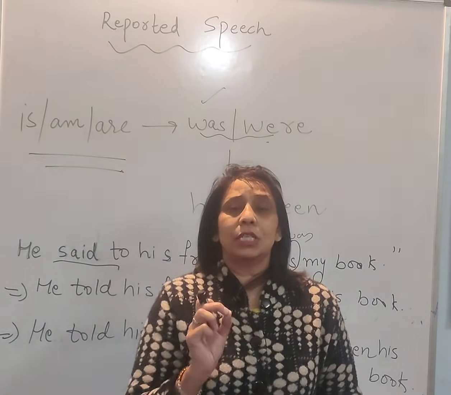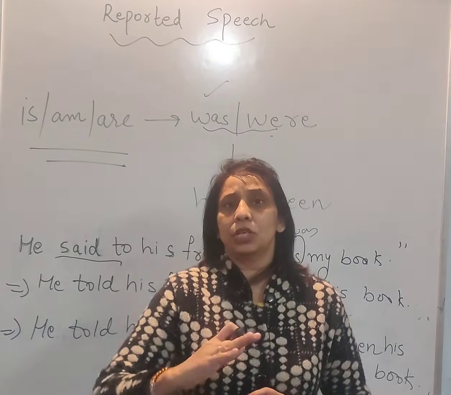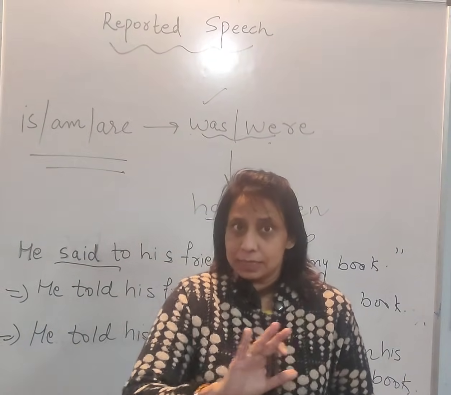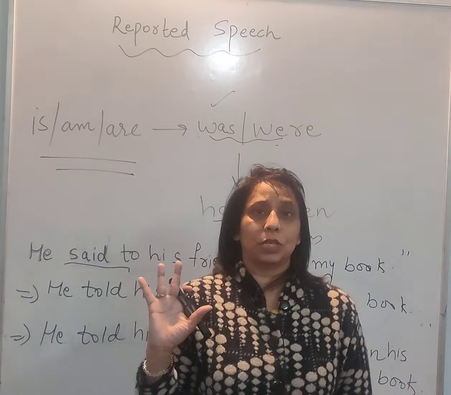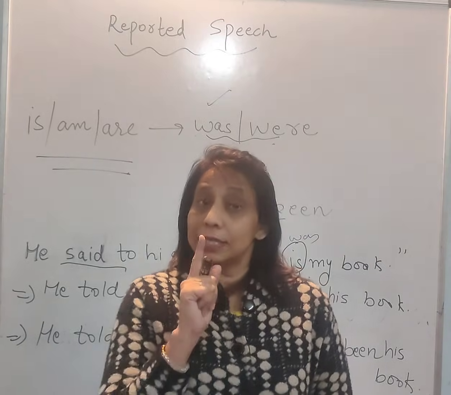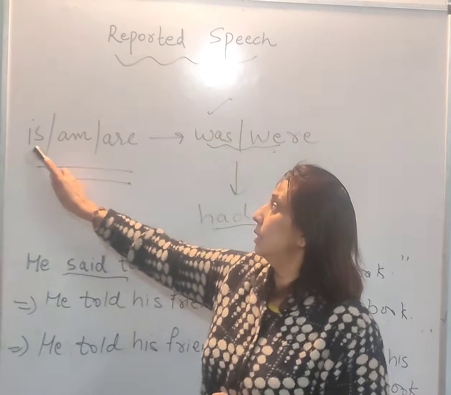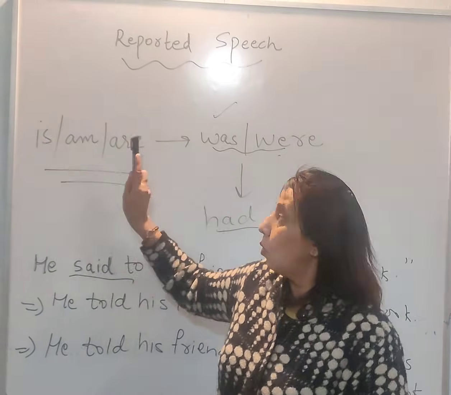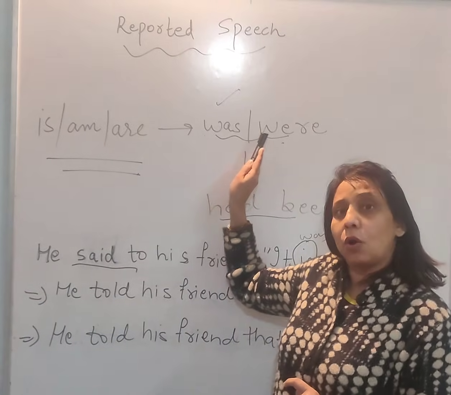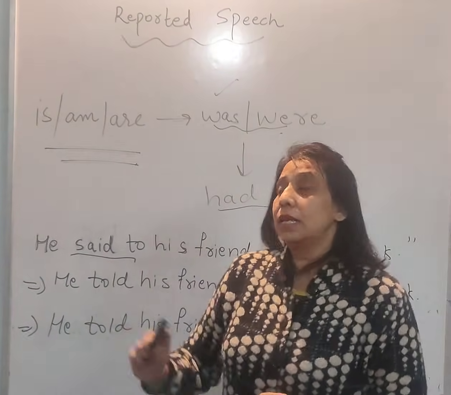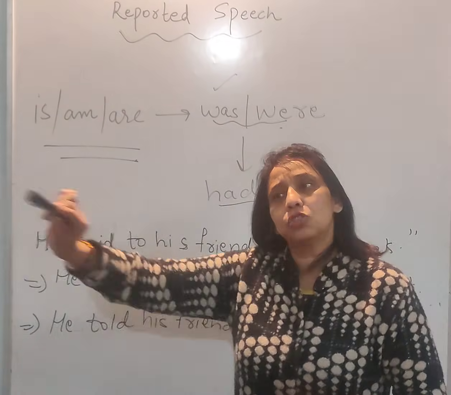Now the first basic rule, like we say, simple present changes into simple past and simple past changes into past perfect. Apart from this, in one basic line I'm going to explain this rule. Remember it. This is the first step, you have to learn it. In a sentence, if there is is or am or are, this changes into was or were, and if in a sentence there is was or were, it changes into had been. This is the first rule you have to learn.